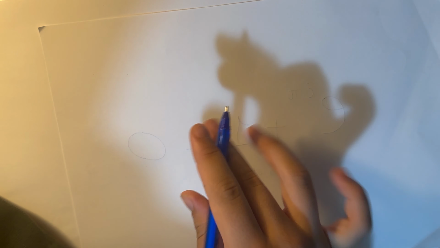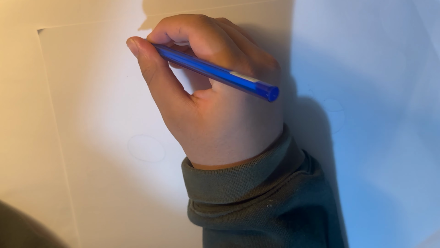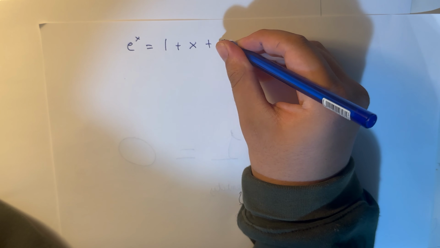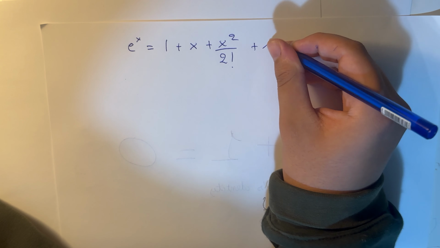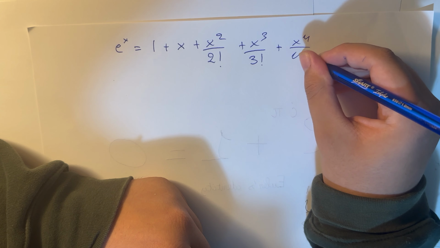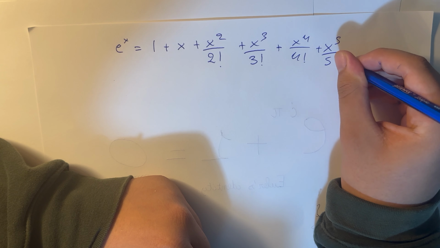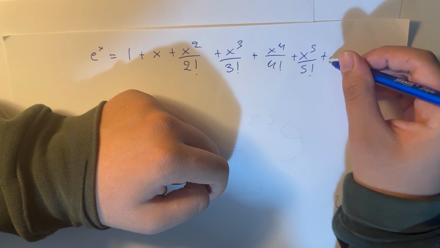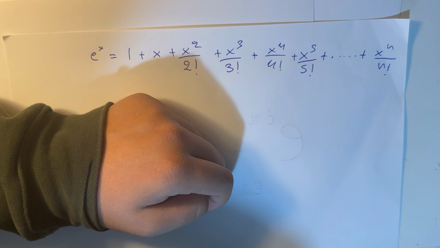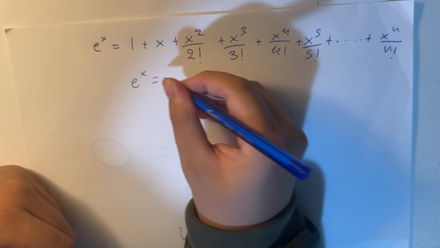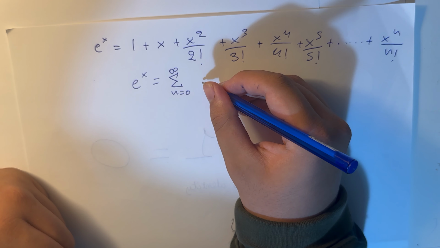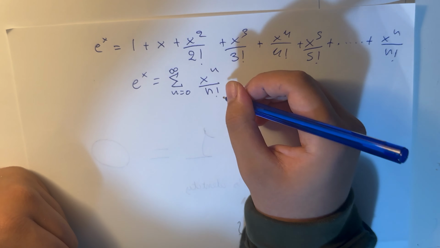So first, I'm going to write out the Maclaurin series expansion of e to the x. So we have e to the x is equal to 1 plus x plus x squared over 2 factorial plus x cubed over 3 factorial plus x to the 4 over 4 factorial plus x to the 5th over 5 factorial. And this would keep going on. So we have a general term for e to the x as x to the n over n factorial. So we can describe e to the x as the summation from n equals 0 to infinity of x to the n over n factorial.